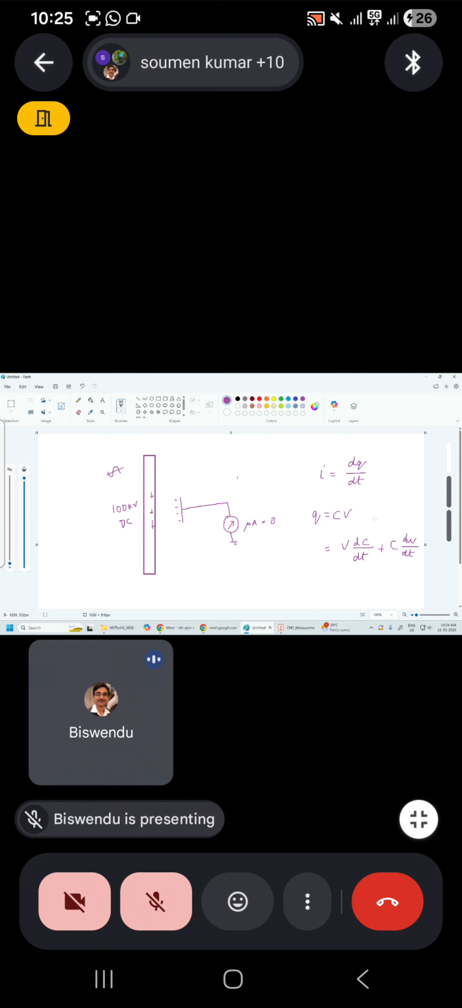Up to now, we have considered this capacitance a constant parameter, so the current approximately goes to C dV/dt. We have solved the problem using this expression up till now. But here something will differ.